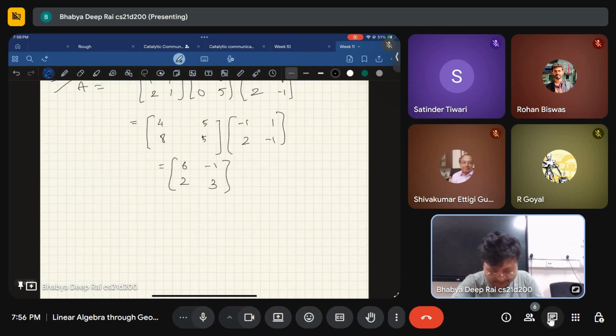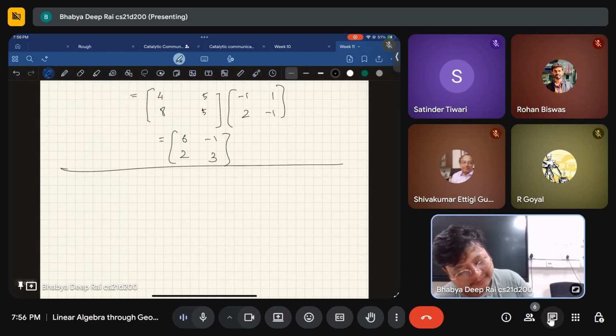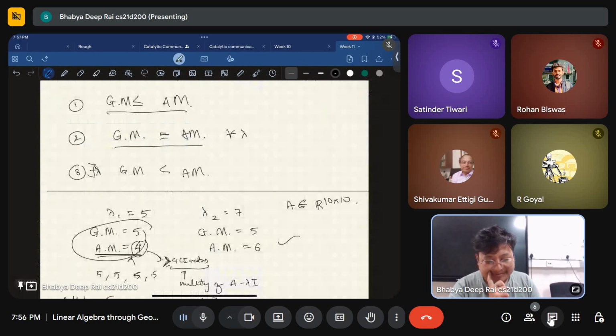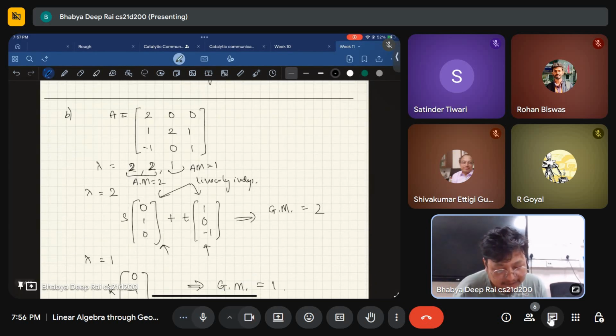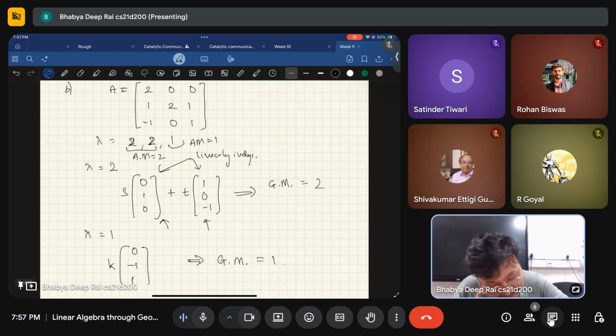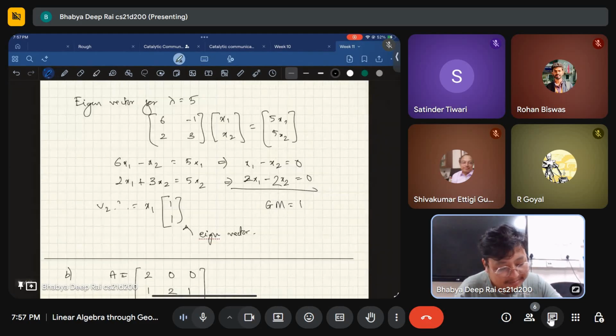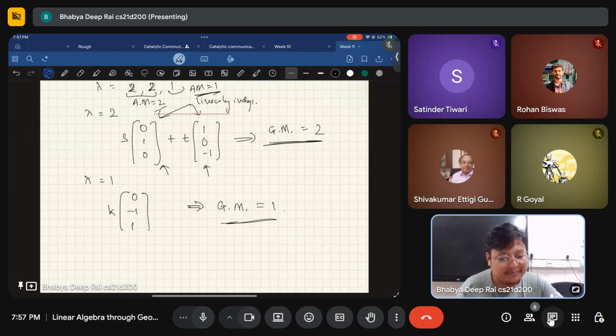Now, okay, we have 4 minutes. Let's quickly do it for the other matrix also. Okay. So in this case, if you see, the algebraic and geometric multiplicities are matching. Of course, if algebraic multiplicity is 2, then geometric multiplicity is 2, and if algebraic multiplicity is 1, then geometric multiplicity is 1. They are matching.